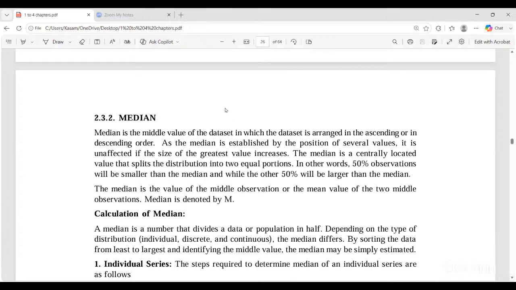Then median. Median is the middle value of the data set arranged in ascending or descending order. As the median is established by the position of the number, it is unaffected by the size of the greatest values. The median is the centrally located value, splitting the distribution into two portions. So 50% of observations will be smaller than the median and the other 50% larger than the median.